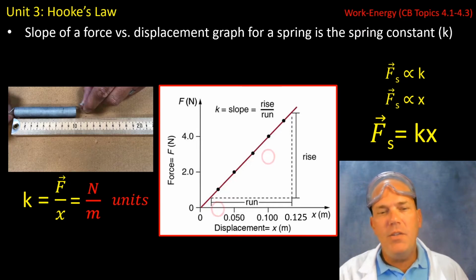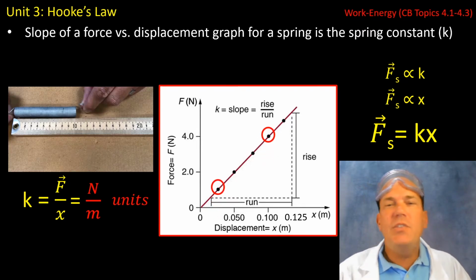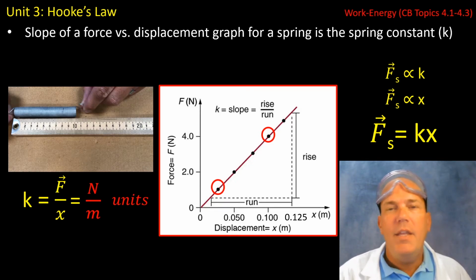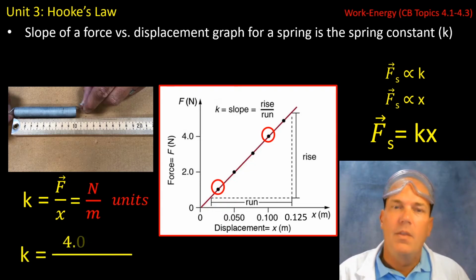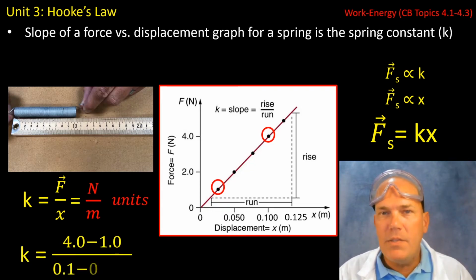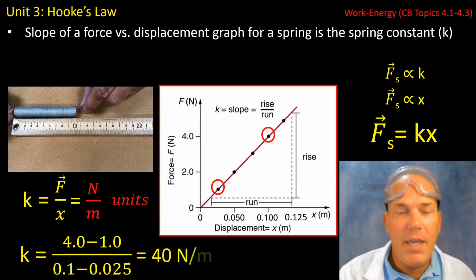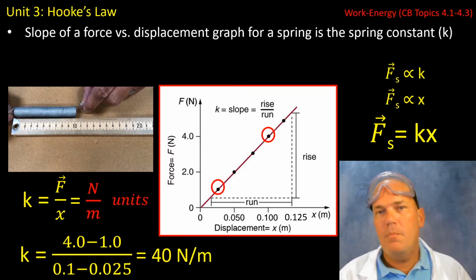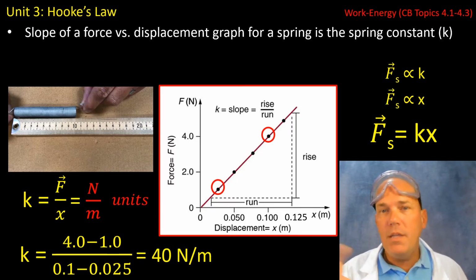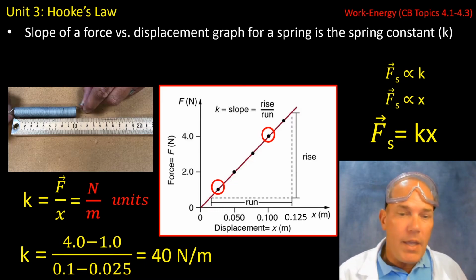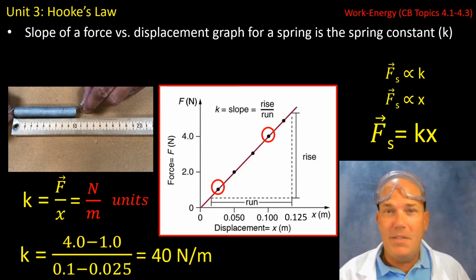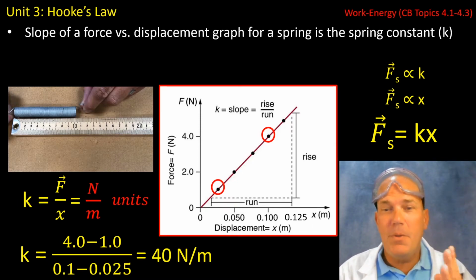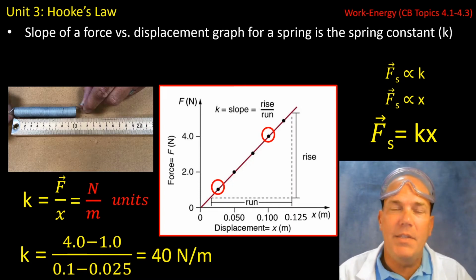That's what I want you to do. So let's look at these two values circled now on the graph, and let's go ahead and calculate the slope. So if we were to calculate the slope, which is the spring constant K, we would end up getting 40 newtons per meter. Now you can do that for any of the values on this graph, and you're going to get the same value because this has a constant slope. You're going to get 40 newtons per meter. So that's our spring constant, K.